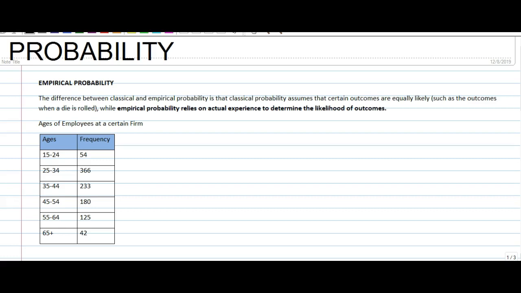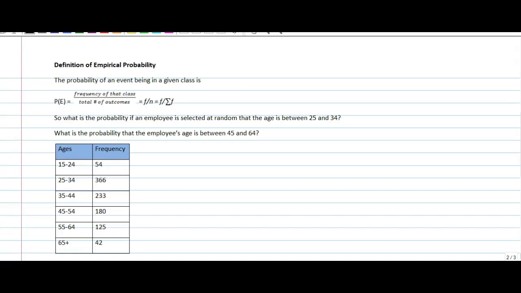So the first thing we need to do is define empirical probability. The definition of empirical probability will be very similar to that of our classical probability. The probability that an event will fall in a certain class is given by the probability of the event, which in this case is the same as the probability of success, is equal to the frequency of that class, which is F, divided by the total number of outcomes. And of course, the total number of outcomes would be the sum of all the frequencies for all the classes.